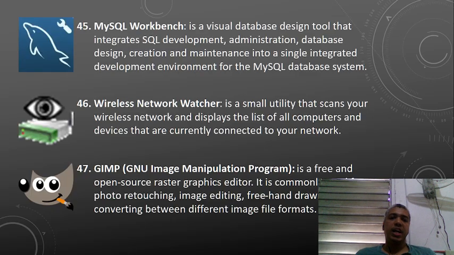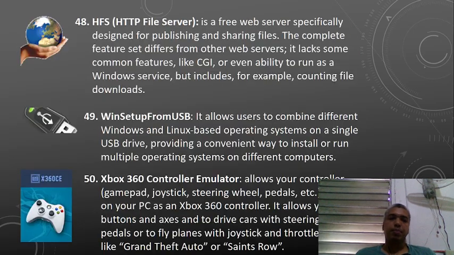GIMP, GNU Image Manipulation Program. It's a free and open source raster graphics editor. It is commonly used for photo retouching, image editing, freehand drawing, and converting between different image file formats.